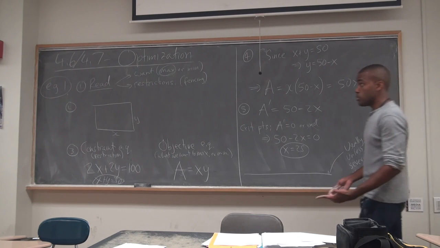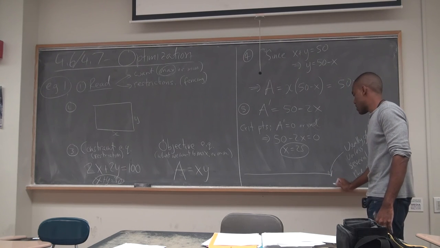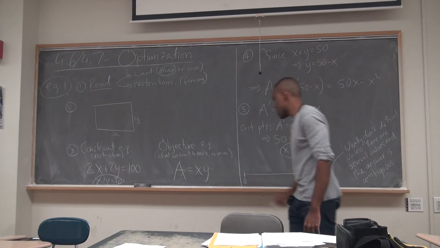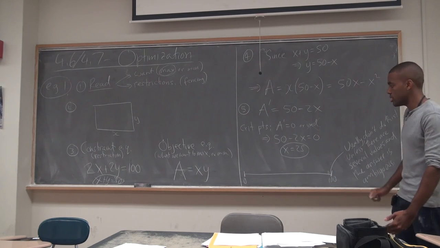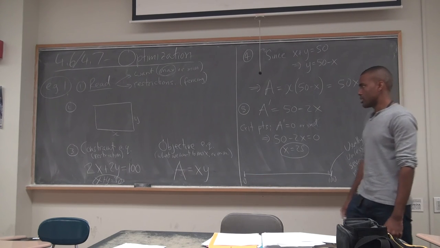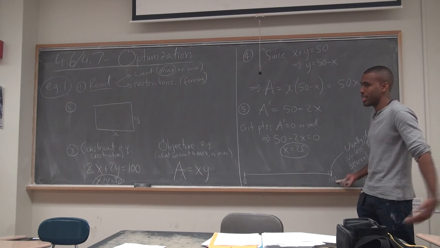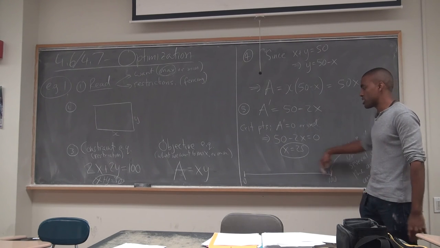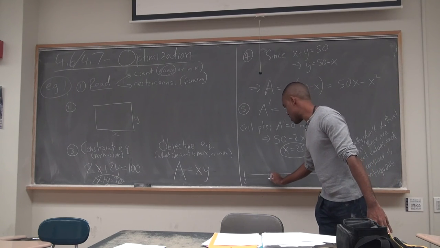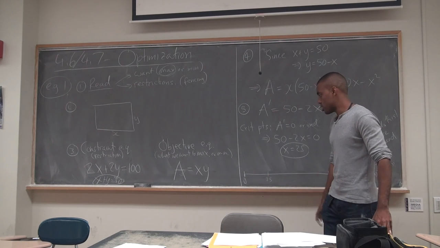So technically speaking, the maximum value I can have for an x value is 100, and the minimum value I can have for an x value is 0. So that's my closed interval, technically. But obviously, neither of these options are plausible, because if my x is 0, there is no rectangular enclosure. If my x is 100, there is no y, there is no rectangular enclosure. So the point I'm after is somewhere in the middle. Now, I claim it's going to be around 25. So what I'm going to do is plug in a number on this interval, like a 1.